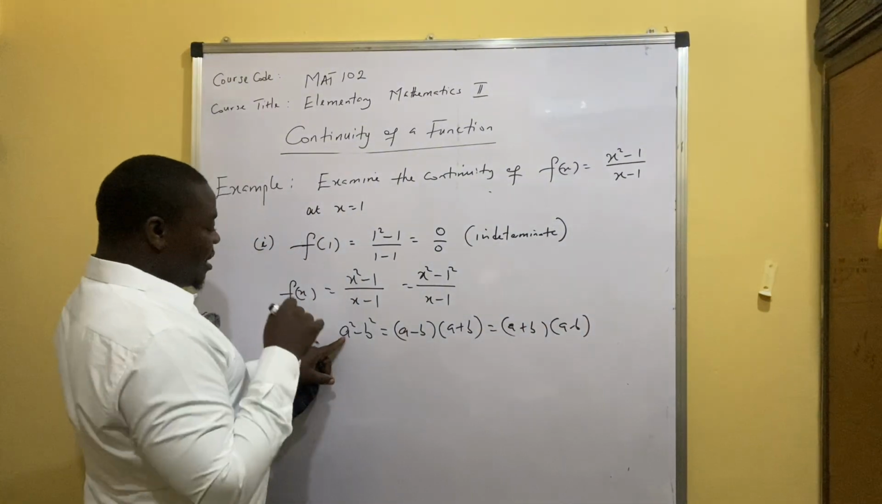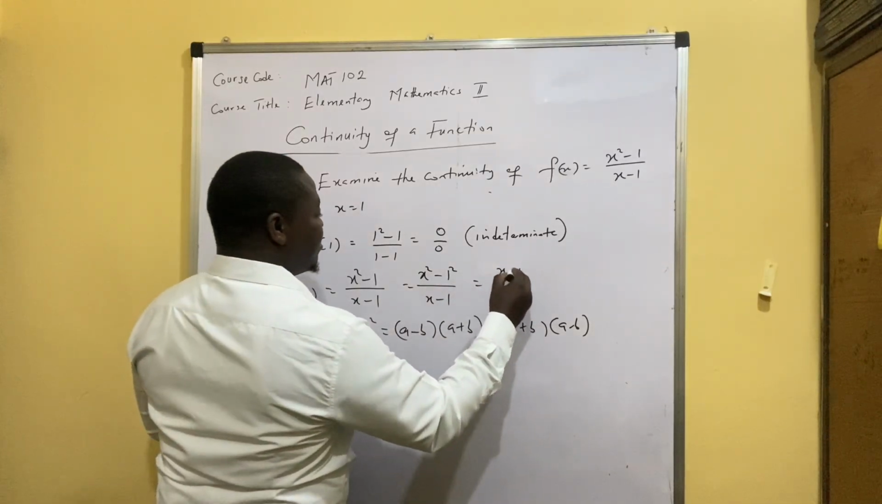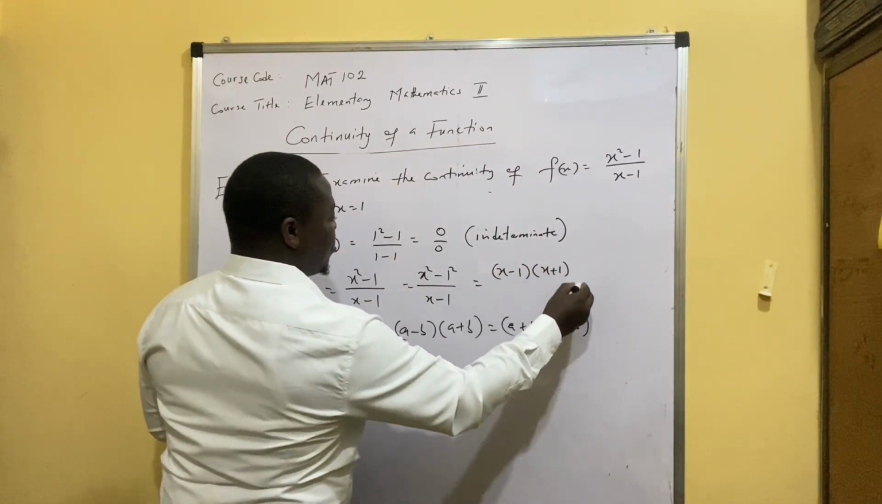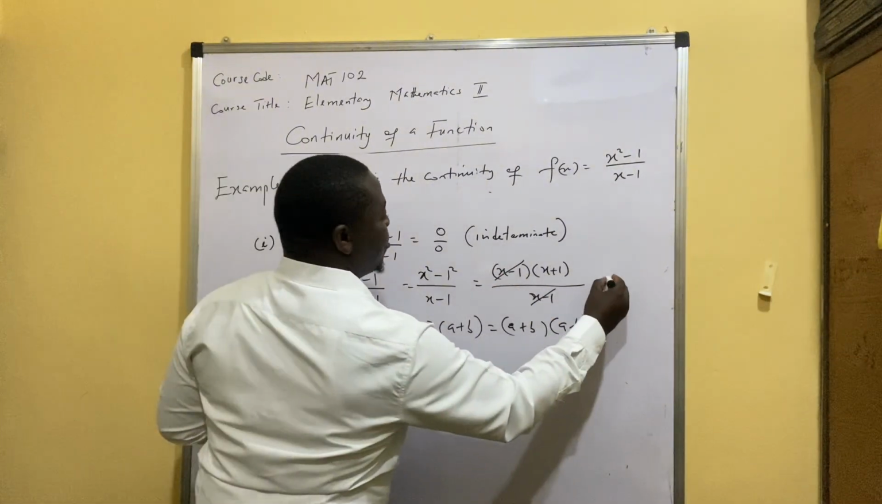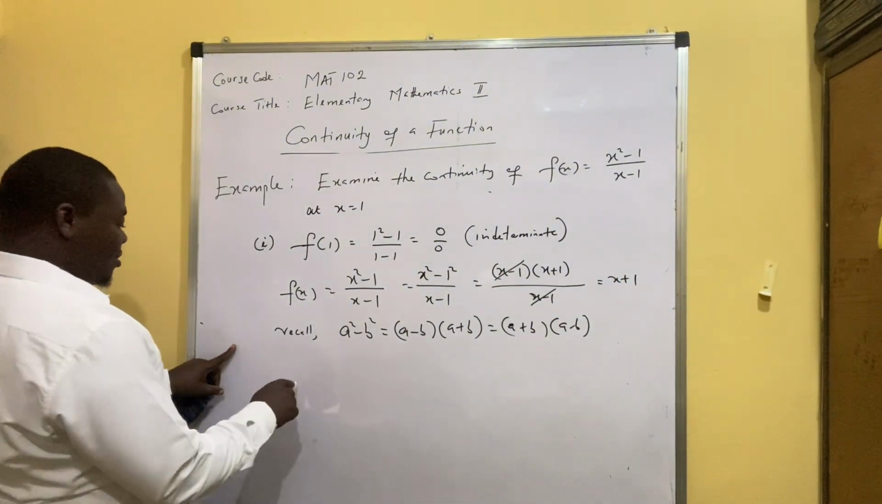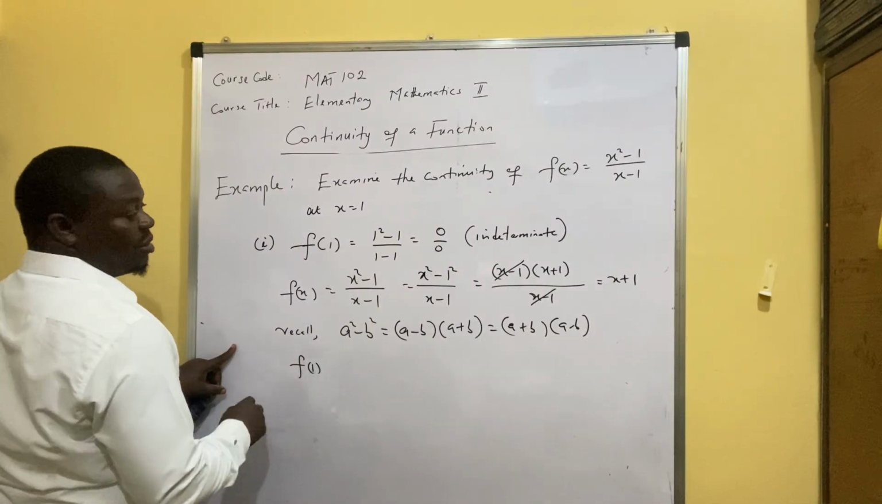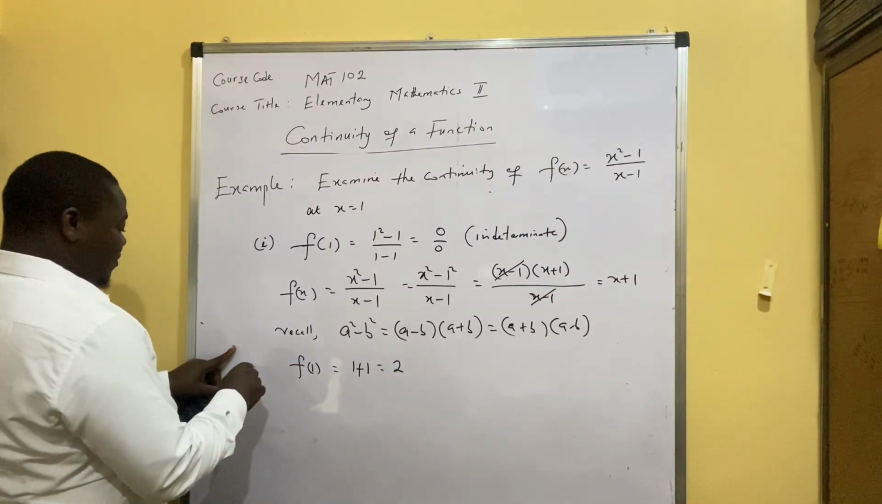Okay, so here now, our a is x and b is 1. So we can now write this as x minus 1 multiplied by x plus 1, divided by x minus 1. So x minus 1 will take care of x minus 1, and what we have left as that function is x plus 1. So with our redefinition, we now have that f of 1 will be equal to 1 plus 1, which is equal to 2. That is the first property.